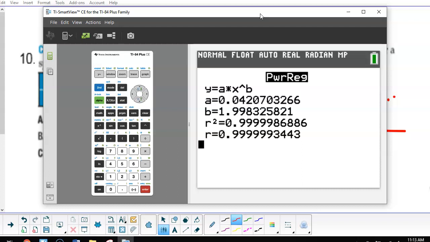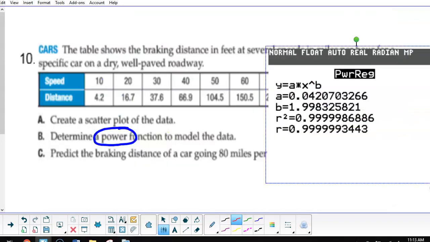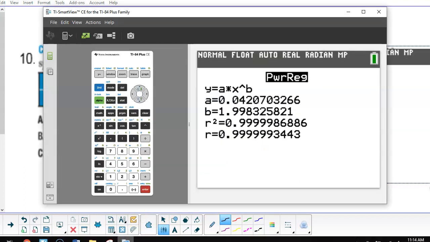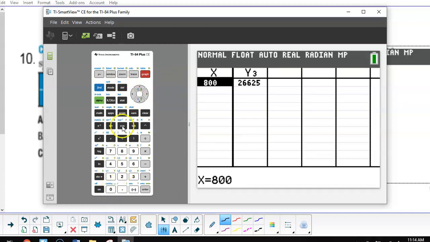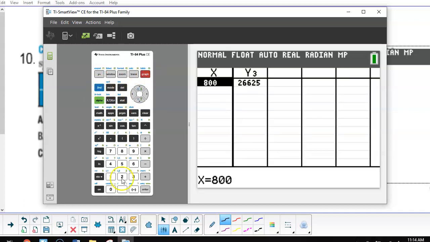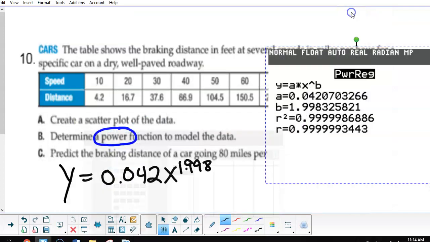So this would be 0.042 times x to the 1.998. Y equals 0.042 x to the 1.998 power. Okay, then what are we supposed to do? Predict 80 miles. And you have to use the saved equation, guys. You can go to the table and scroll down to 80, or if you have it turned on to Ask Auto, then you just type in an 80. I got 267.3. Anybody?